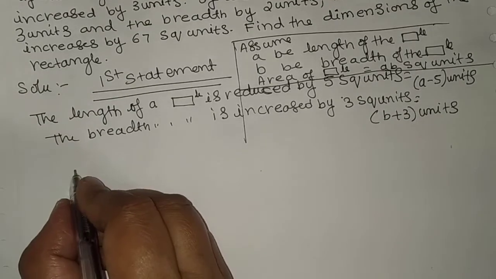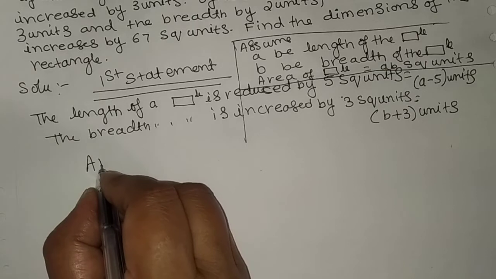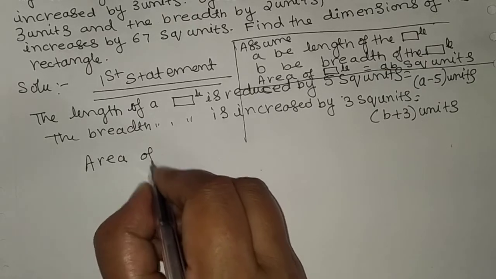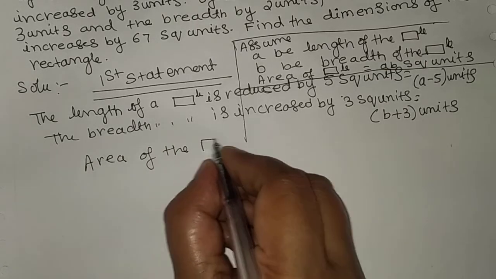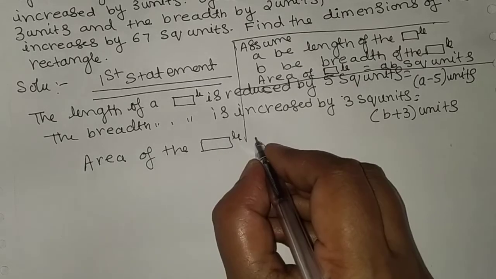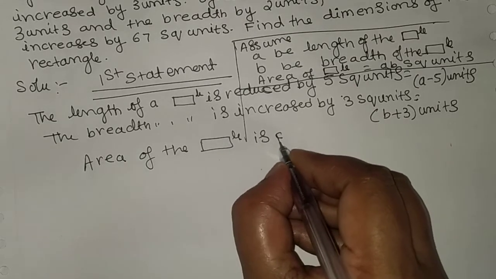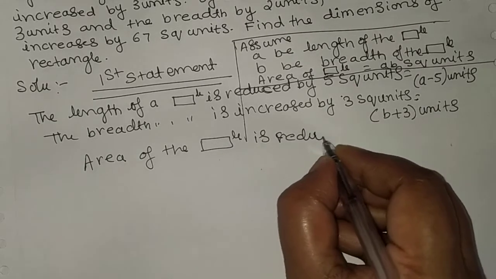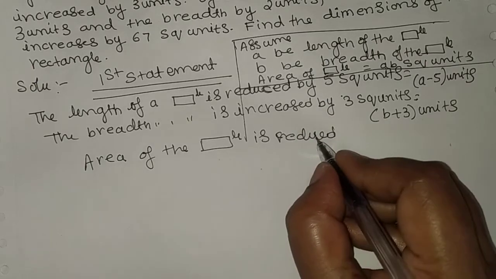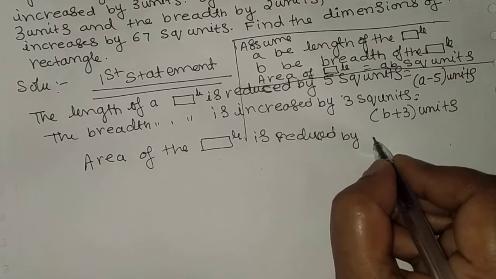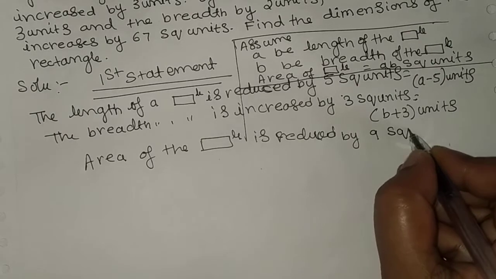Finally, what is the area? Therefore the area of the rectangle is reduced by 9 square units.